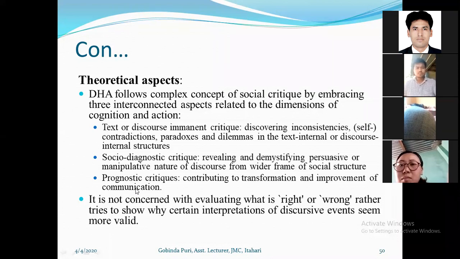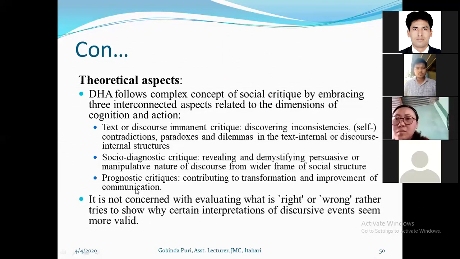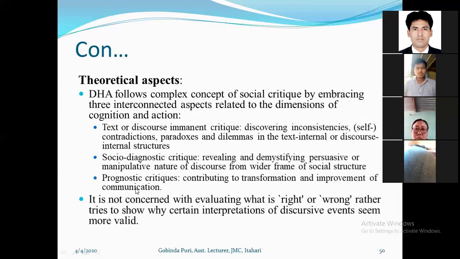And socio-diagnostic critique says that revealing and demystifying the persuasive, manipulative nature of discourse is done from a wide frame of social structure. Demystifying means making clear. So what message does a particular discourse or text give to the society? It has to be connected with the social structure, and then the meaning should be interpreted.